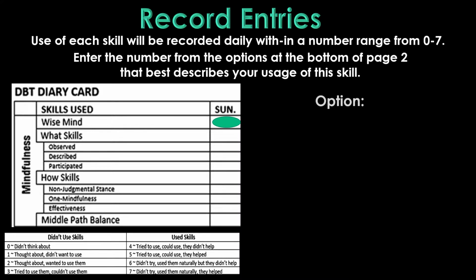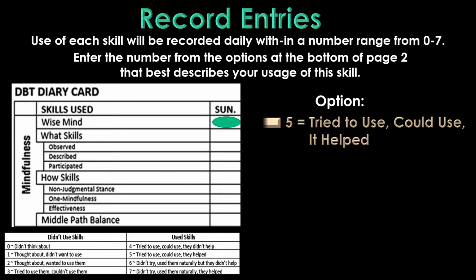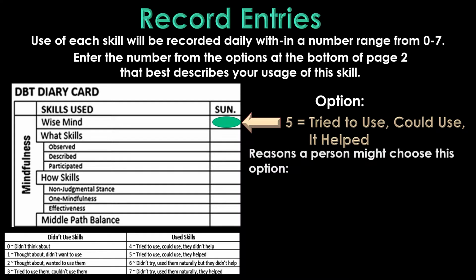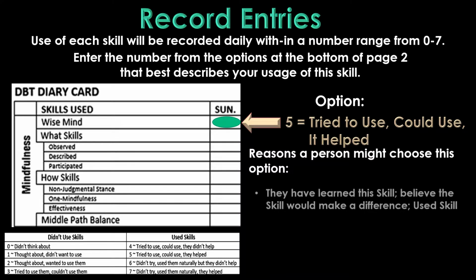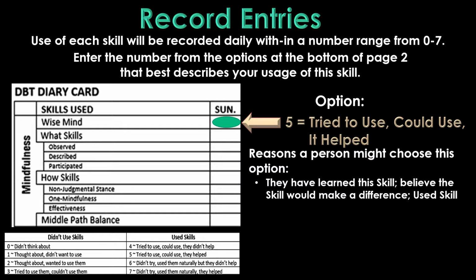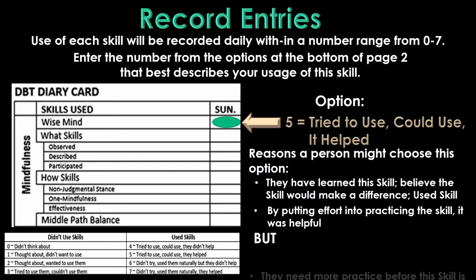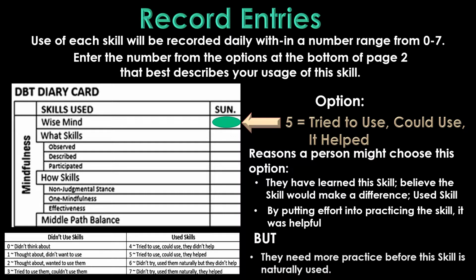Our sixth option is marked number 5. You tried to use it, could use it, and it helped. Reasons a person might choose this option: they have learned this skill, believed the skill would make a difference, and used the skill. By putting effort into practicing the skill, it was helpful. But they need more practice before the skill is naturally used.